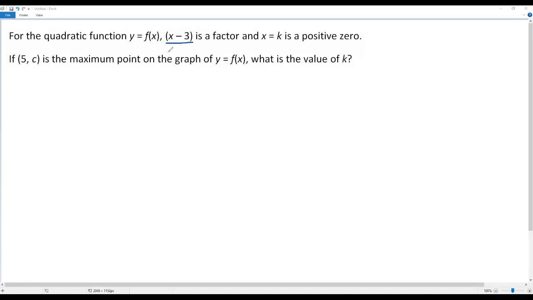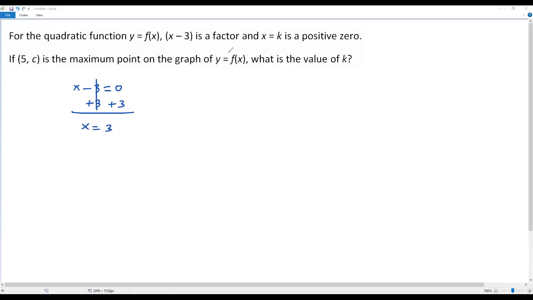Since x minus 3 is a factor, we can get a zero for the given quadratic function by equating this factor to 0. Let me do it. That is x minus 3 equals 0. Let's solve for x in this equation. Add 3 to both sides of the equation. Negative 3, positive 3 will cancel out. We get x equals 3. So 3 is one of the zeros of the given quadratic function.